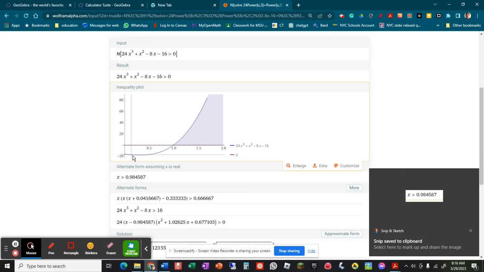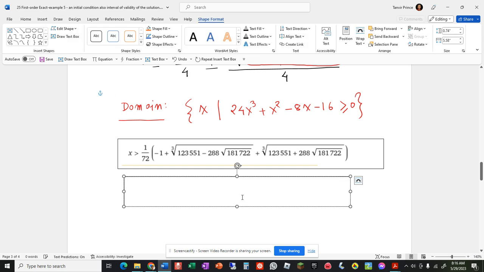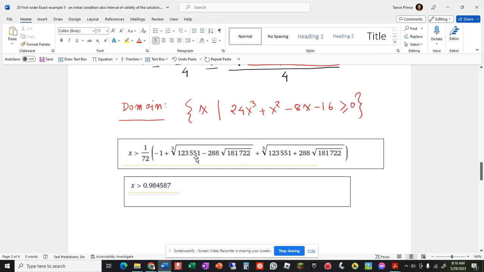And you can see it also gives you a graph, right? Where it intersects x-axis. And that is this point here. So I'm going to also copy it here. So you can see there's an exact domain and an approximate domain. So this is like 0.984587. It's actually continuous. So the computer rounds off. So that's good enough for us. Okay, it's actually very close to 1.